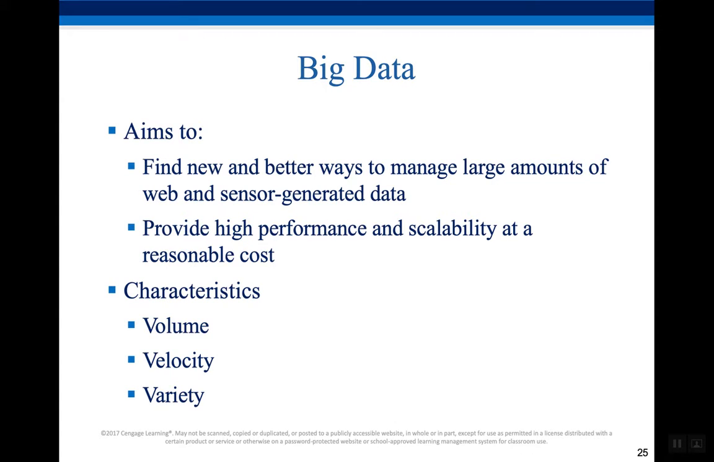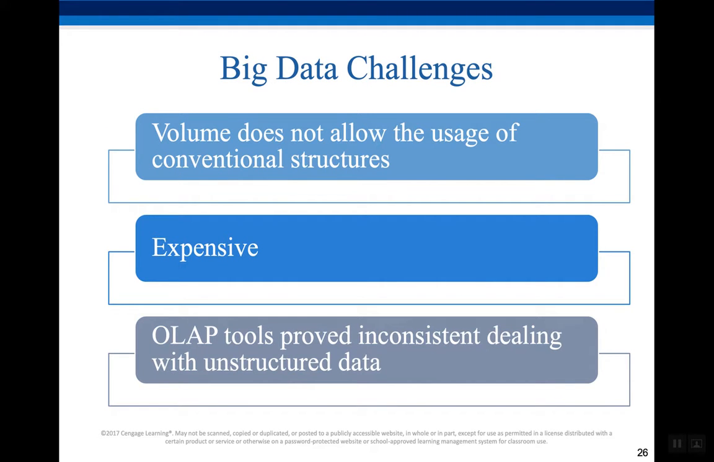One definition of big data is data that is so big it breaks your relational database. Relational databases don't work with big data that well. So as we say here, the big data challenges: the volume of it does not allow for the usage of conventional, aka relational, types of structure. It can be expensive. And then what they discovered is that a lot of the analytical tools that were developed and work great against relational systems are kind of inconsistent dealing with unstructured data.